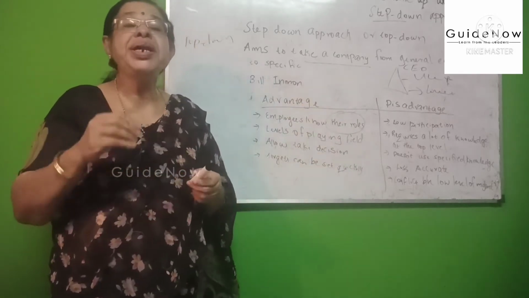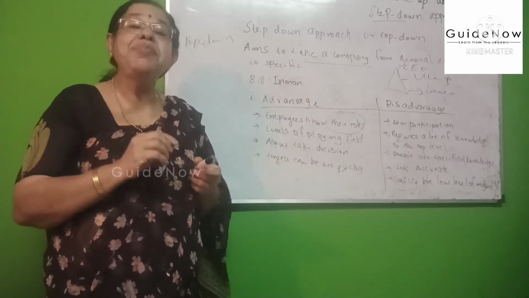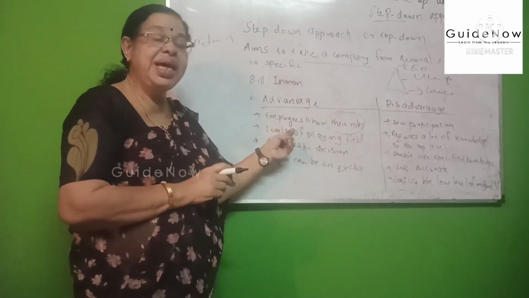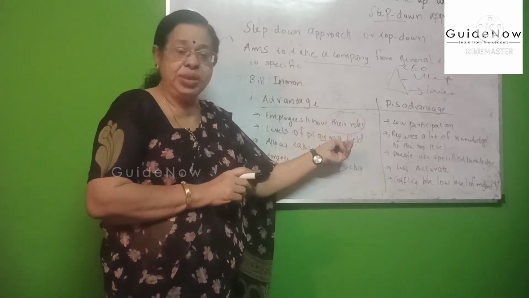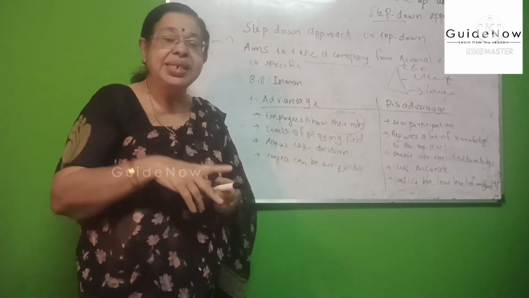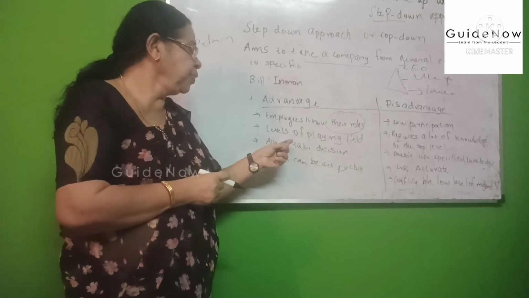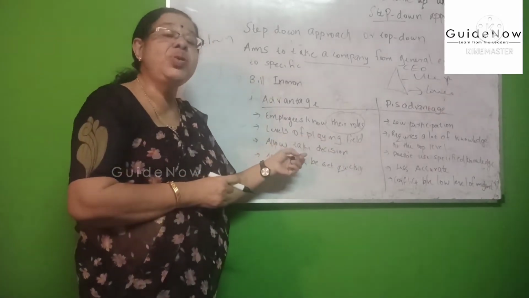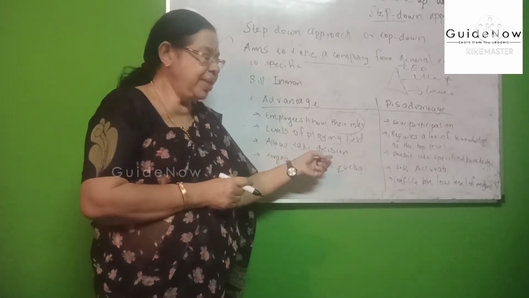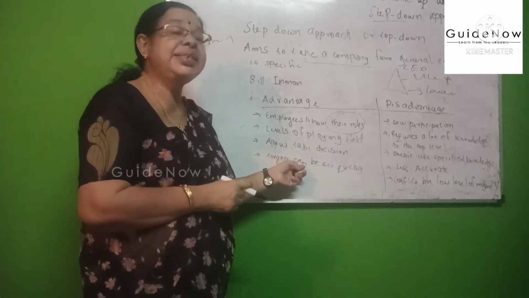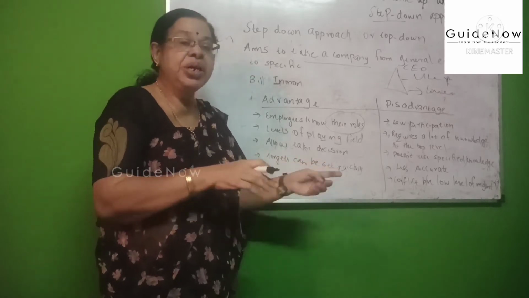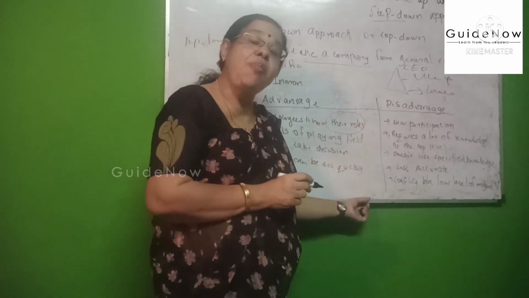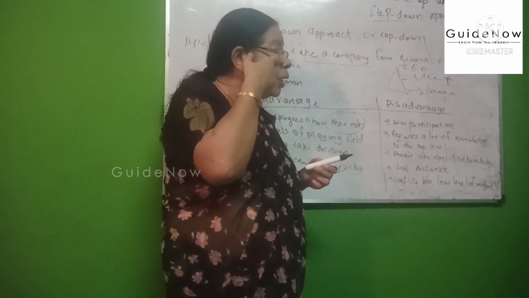These are the main important advantages of the step-down approach, that is, the top-down approach. First, employees know their roles and conditions; this is completely explained. Second, there is a level playing field. Third, employees are allowed to take decisions. And fourth, targets can be set quickly, with quick decisions. So these are the main advantages of the top-down approach.